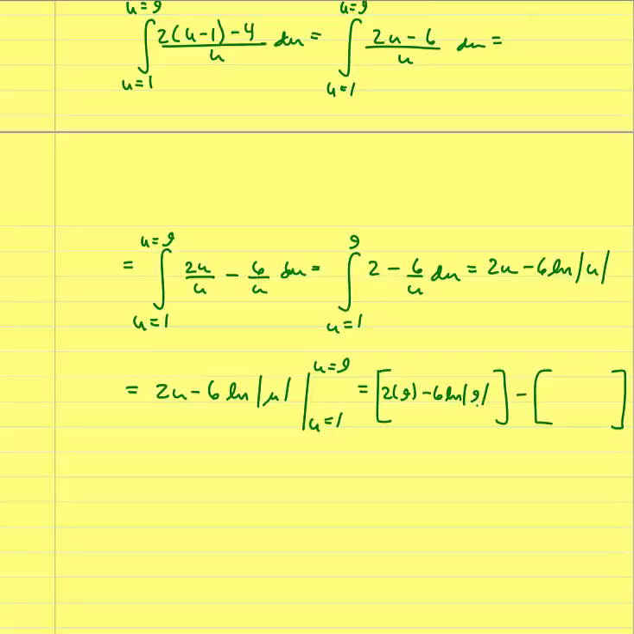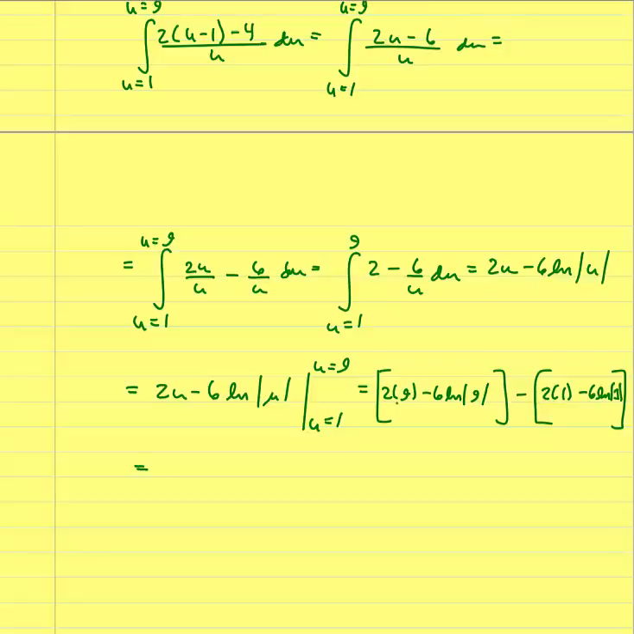And I know that the absolute value of 9 is 9, so I don't necessarily need the absolute values there, but it's a good grouping symbol. But if you want to drop that and put that in parentheses, that's fine too, which we'll probably do in the next step. Minus the lower, make sure you have these brackets up. So I have 2 times 1 minus 6 natural log absolute value of 1.